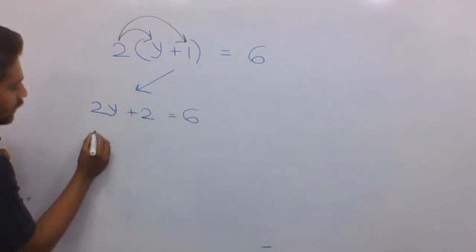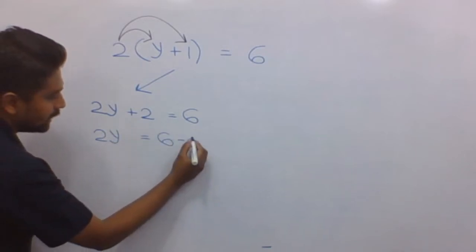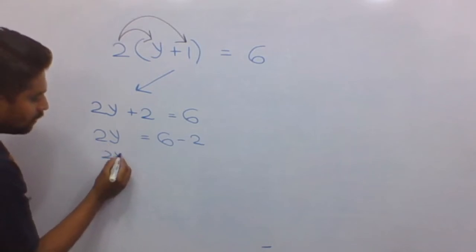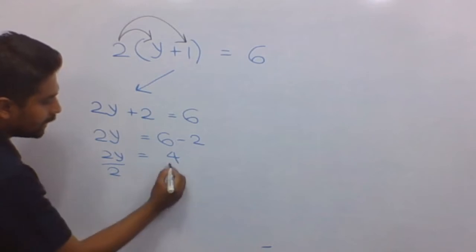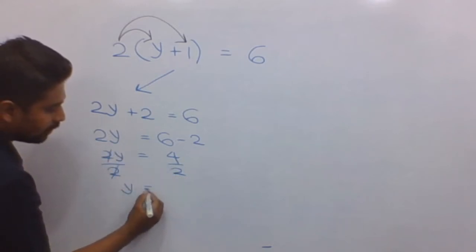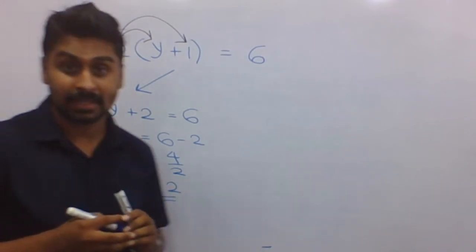So then you know the method I am doing. 2y equals 6 minus 2. The 2 goes to the other side as a minus. Then 2y equals 4. Divide both sides by 2. Cancel. y equals 2. So this is the answer. This is the first method, right?